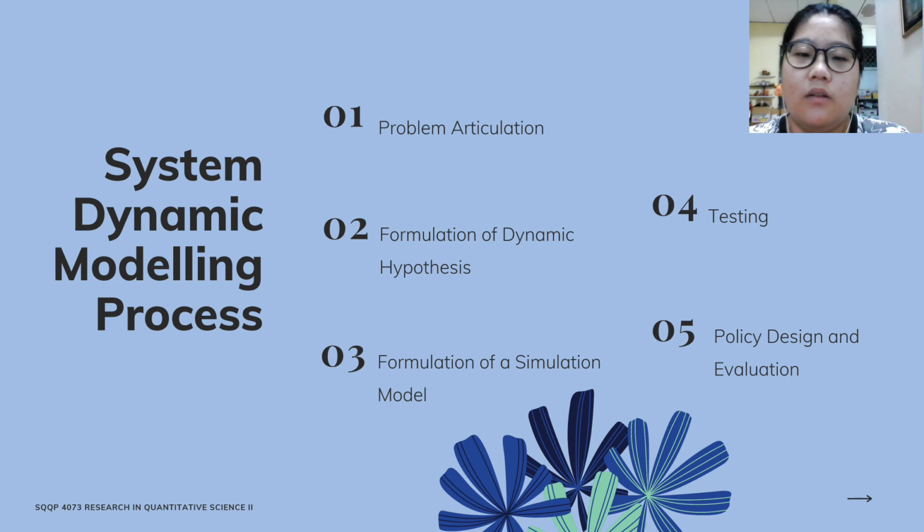The third one is formulation of a simulation model. In this stage, the researcher will transform the causal loop diagram into a stock flow diagram using the Vensim software. The fourth one is testing. In this stage, the researcher will test the structural validation and behavior validation of the model, which means comparing whether the historical data and the data produced by the Vensim model are the same or not. The fifth one is policy design and evaluation. In this stage, the researcher will seek model improvement using best and worst case scenarios and optimization.